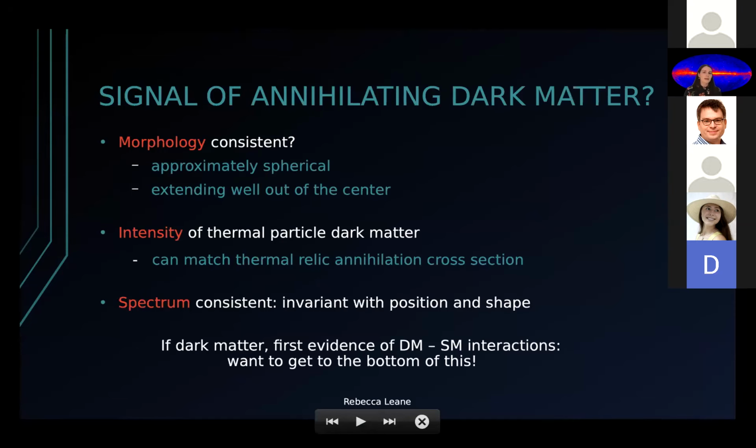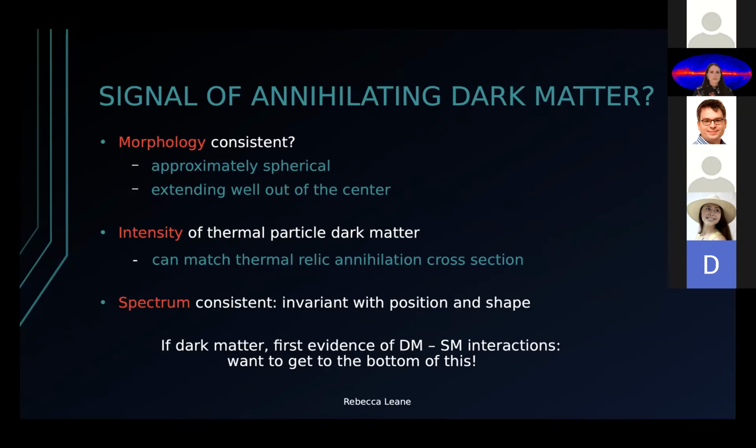So this looks like it could be a signal of annihilating dark matter, in that the morphology could be consistent. It seems like it could be approximately spherical. It extends well out of the center. It has the intensity of thermal particle dark matter, being that it can match the thermal relic annihilation cross section. And the spectrum is consistent in that it's invariant with its position and shape. And the spectra can be fit really easily to really minimal sorts of particle dark matter models.